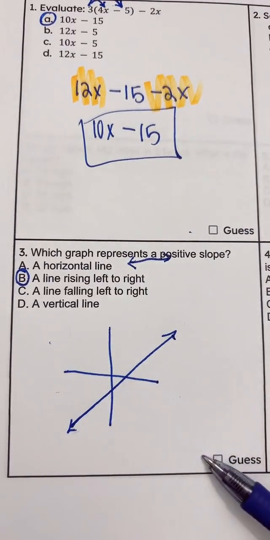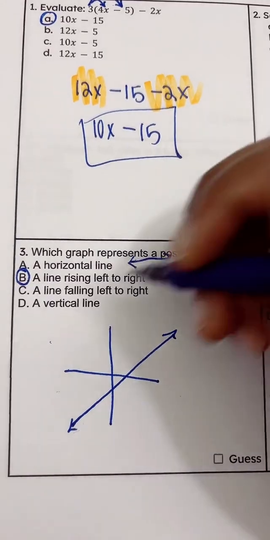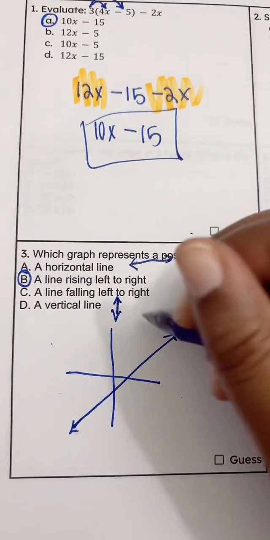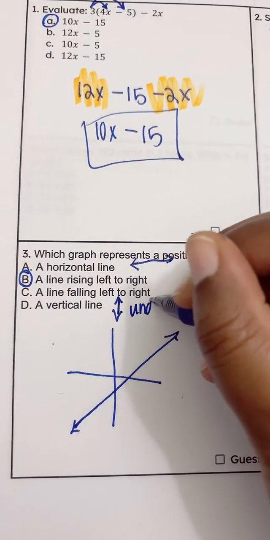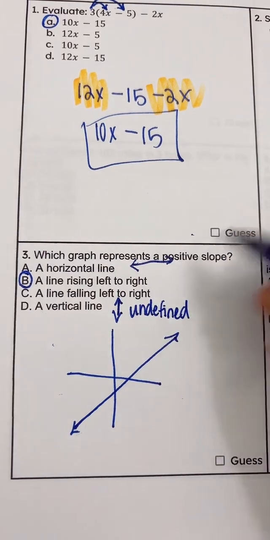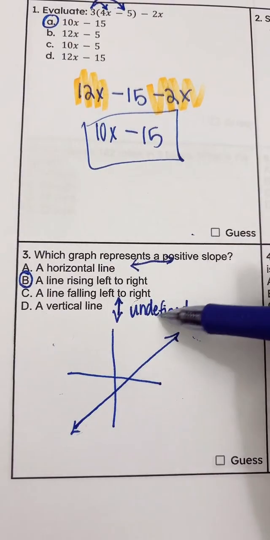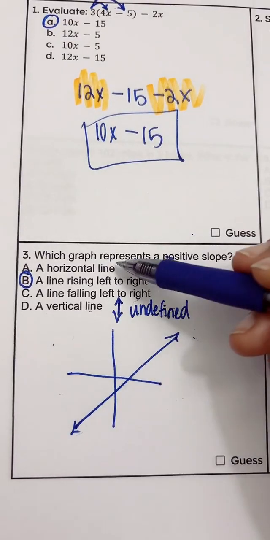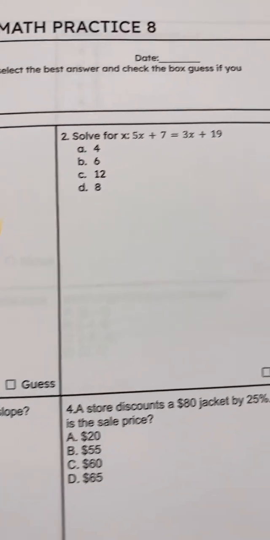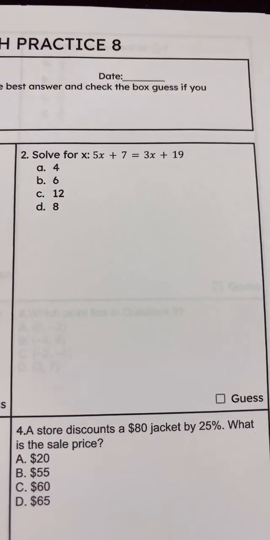Falling from left to right would go like this. That's a negative. What about D? D is vertical. It would go up and down. And slopes that are vertical lines are called undefined. And so that means they don't have a slope because you would divide by 0. So that's why this one doesn't work. But this one, could we say it works? Because the slope is 0? That's a good question.